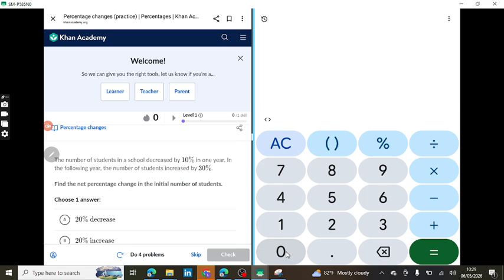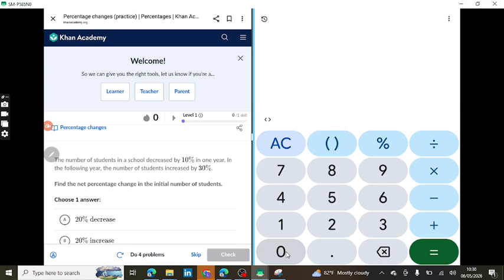But if you decrease the number by 40%, the number becomes what? The number becomes 60. That is 60 divided by 100 is 0.6. So to decrease the number by 40% means to multiply the number by 0.6.